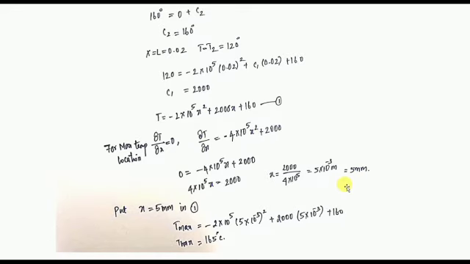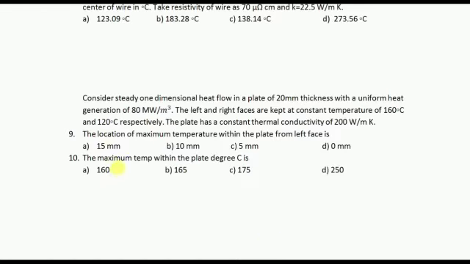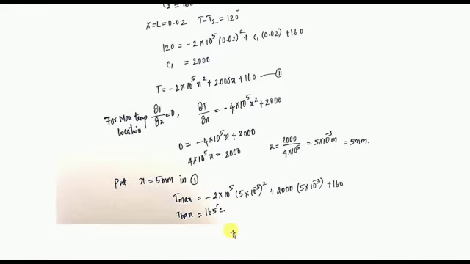Now we need to find the maximum temperature. They have asked in the second question for the maximum temperature within the plate in degrees Celsius. Now x equal to 5 mm, you are going to substitute here. The only required value here is x; everything else is there. After substituting the x value, we will get the temperature as 165 degrees Celsius. This is the maximum temperature.